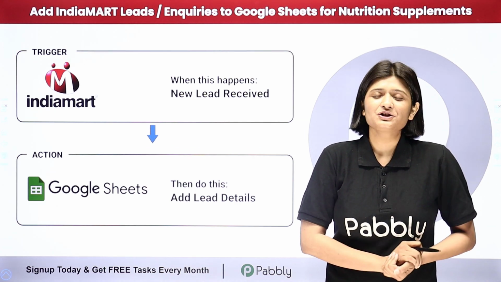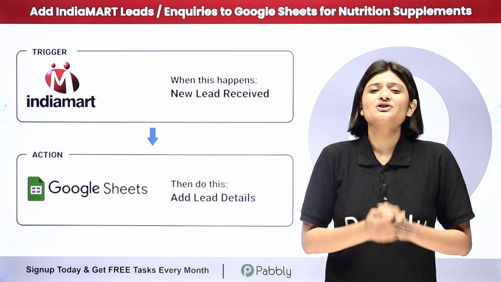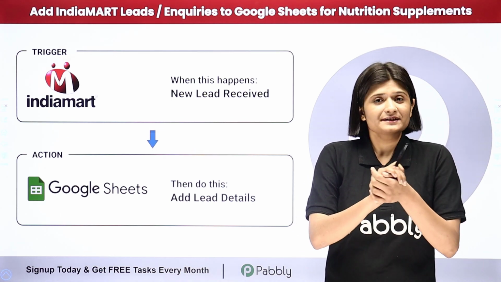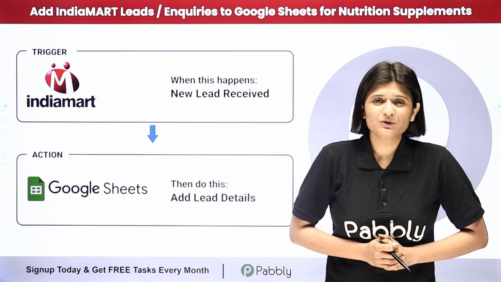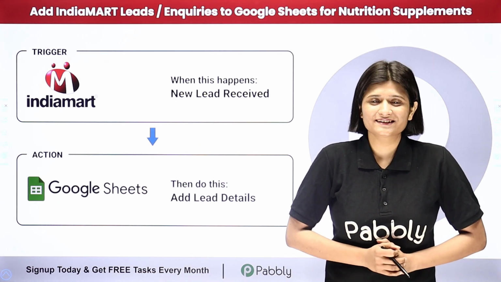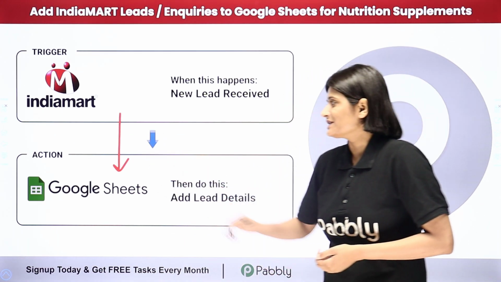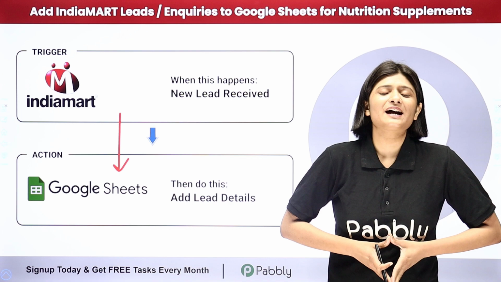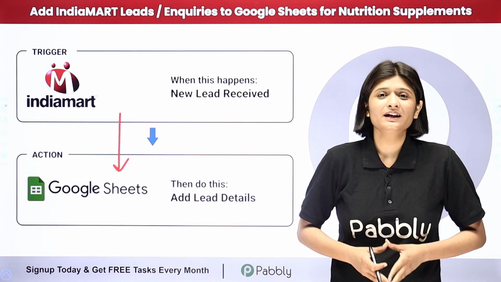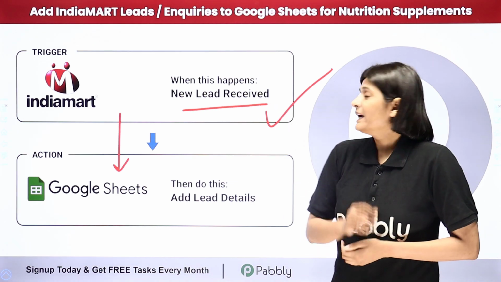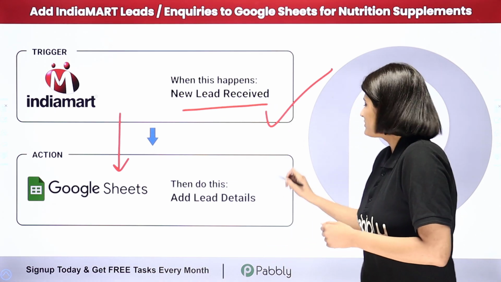So I'm going to completely automate this process, and to do this automation I'm going to use Pabbly Connect. Pabbly Connect is an amazing automation and integration software which requires no coding or programming skills. Here I just need to build a connection between IndiaMart and Google Sheets. With the help of Pabbly Connect, I am going to build this connection in such a way that whenever I receive a new lead or a new inquiry in my IndiaMart, it will be automatically added to my Google Sheets.